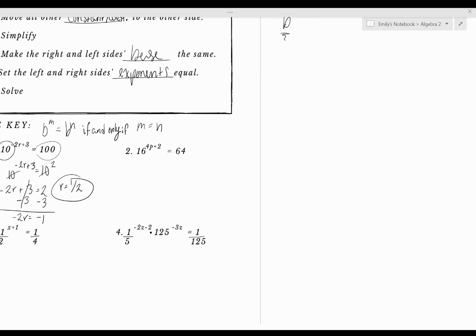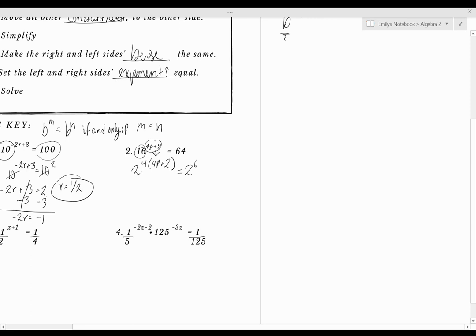So if I'm going to use a base of 2, 16 in a base of 2 would be to the 4th power. So we'll say 2 to the 4th power, and we already have an exponent up there. So we're going to use multiplication in this case and just bring this exponent back down and stick it in parentheses. So we'll say 4 times 4p plus 2. What about 64? How can I make sure that has the same base of 2? Well, 2 to the 6th power is going to give us 64.